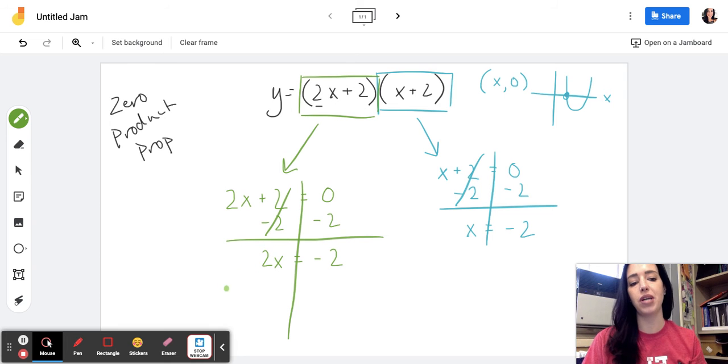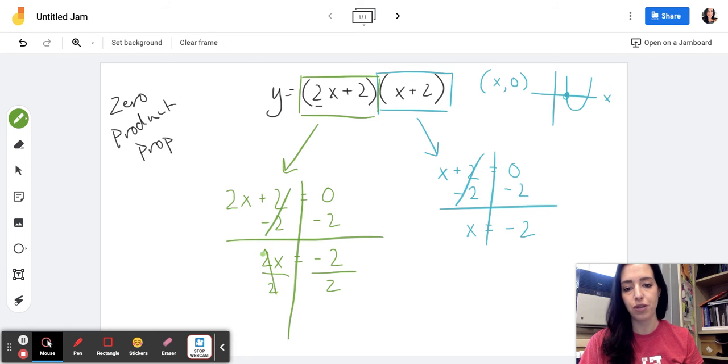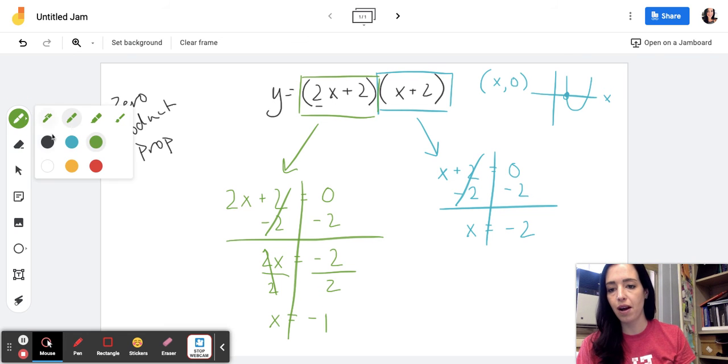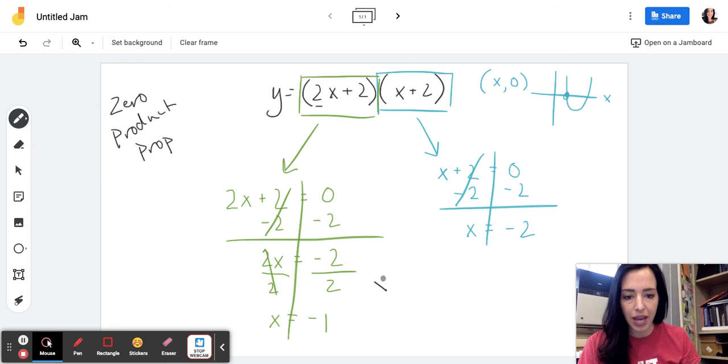2x is really 2 times x, or multiplication. The inverse is division. So I'm going to divide both sides by 2. These will cancel out. So x is going to equal negative 1, because negative 2 divided by 2 is negative 1. All right, so again, these two things are my x-intercepts, aka solutions.